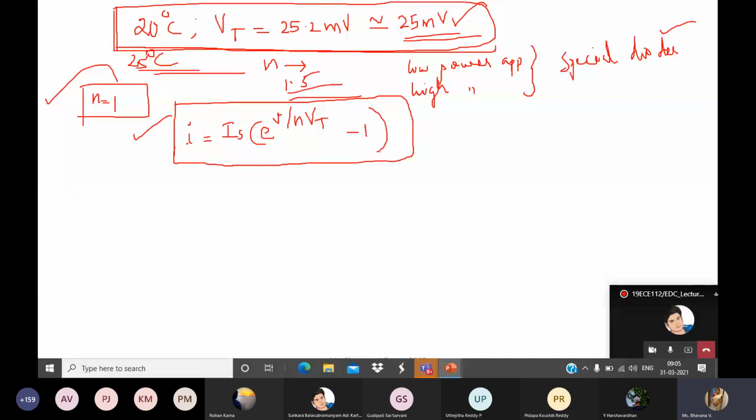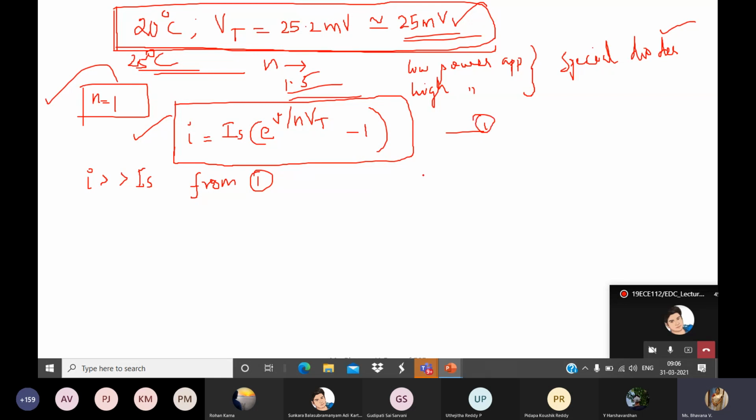Now, tell me which current will be higher, diode current or saturation current? Diode current. So take down: I very much greater than IS. That is in the forward direction.